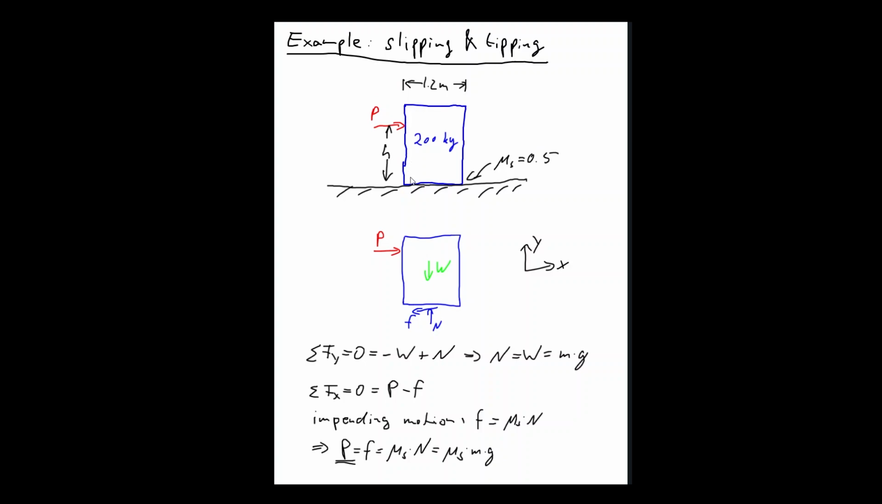But again, the idea is that the largest force for this to be tipping has to be the same force as we would get if it's just about to slide, because any force stronger than that would mean sliding, and we can make it tip or not tip by adjusting the height. If this height were less than 1.2 meters, then we would not get tipping. If it's more than that, then it would tip for a smaller value. All right, so this was a quick example about slipping and tipping.